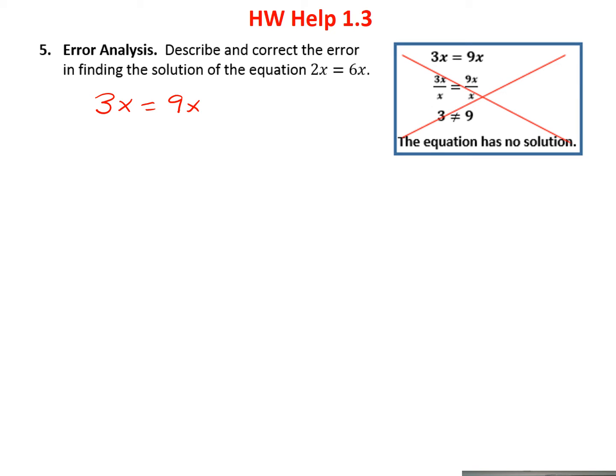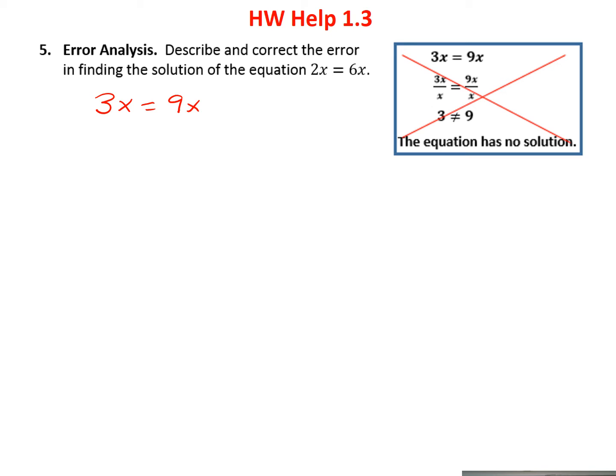Well, what they decided to do was divide by x. Okay? In my case here, I wouldn't divide by x because what if x is 0? That could give me a solution. And they got 3 equals 9.